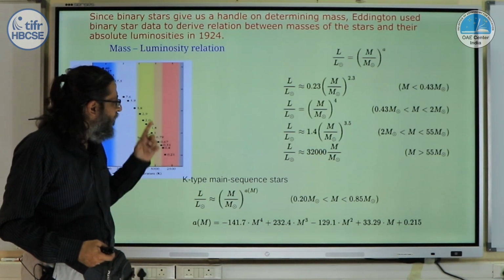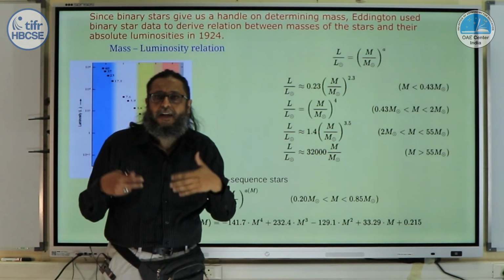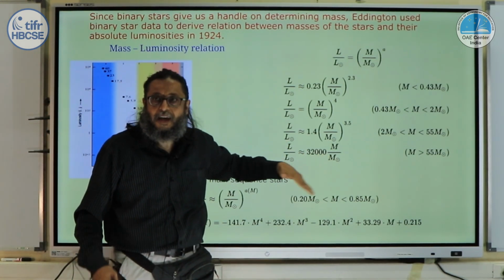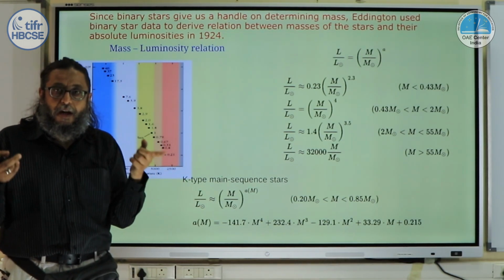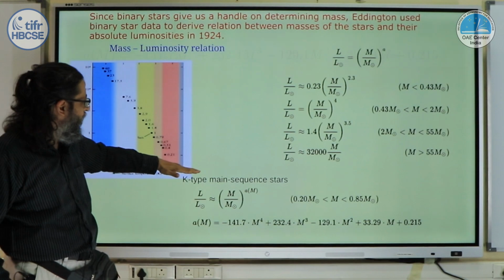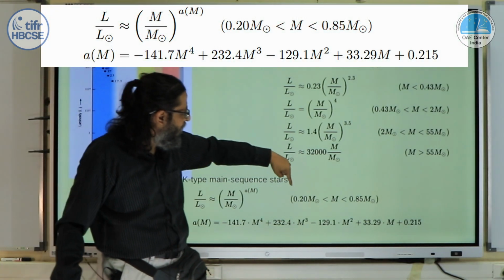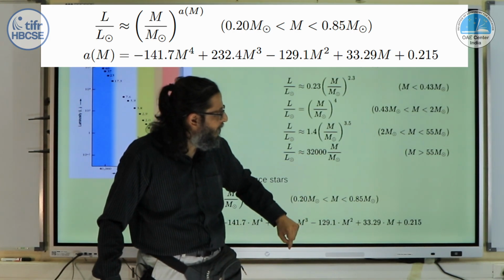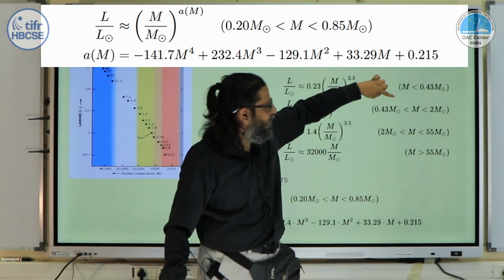Okay, now as we said, these are empirical observations and an empirical fit to the data. Now there are multiple ways you can fit the data. So another way is that when it comes to the K-type main sequence stars, so you're looking at stars which are between 0.2 solar mass and 0.85 solar mass, this actually overlaps these two regions.